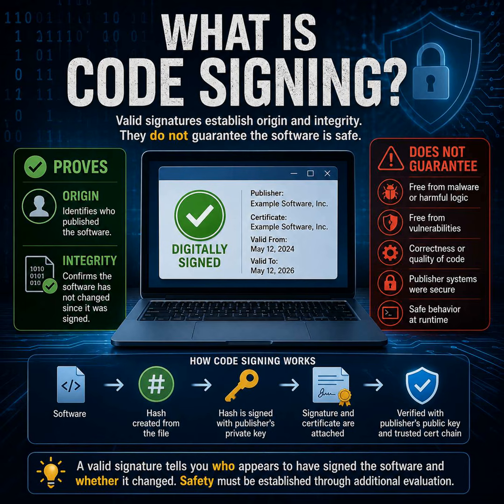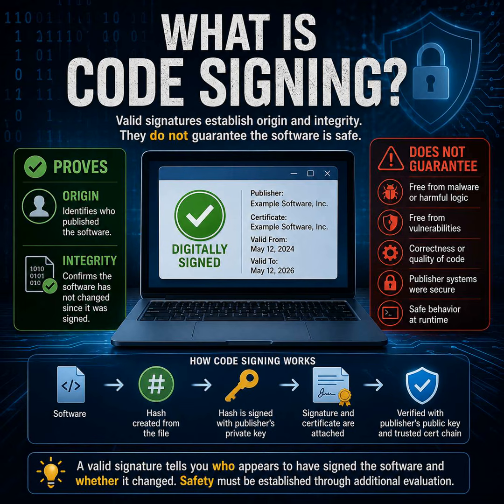This sequence prevents a common reasoning error in which a valid signature ends the review too early. It also prevents the opposite mistake of treating every unsigned artifact as confirmed malware. Code signing should change the level and direction of scrutiny, but it should not replace scrutiny. The result becomes most useful when it is interpreted as one piece of a larger trust decision.